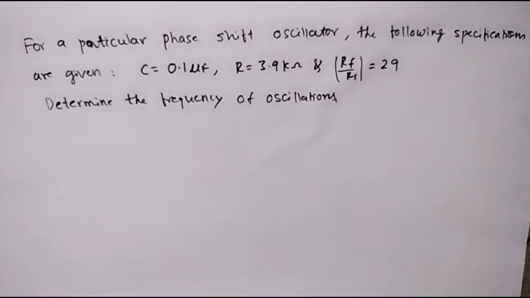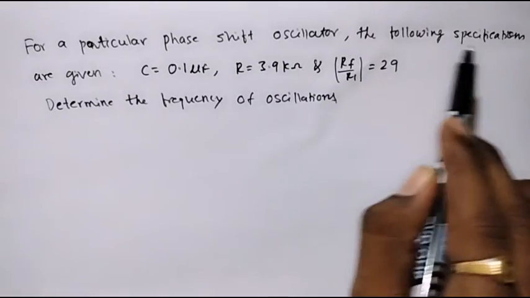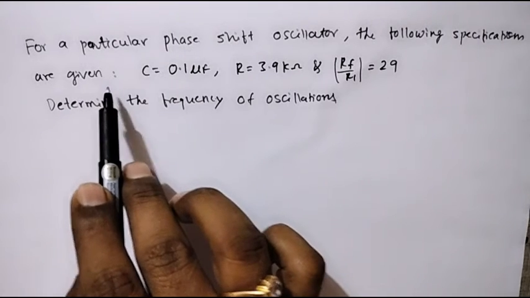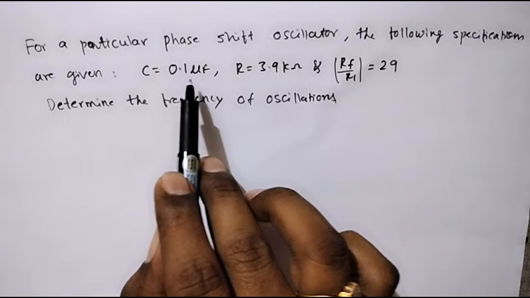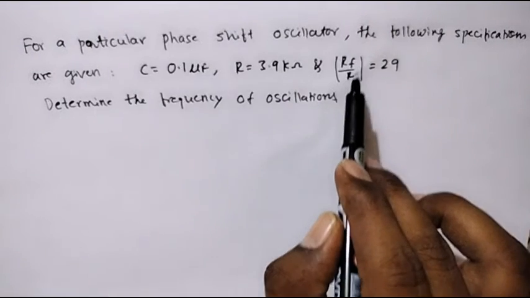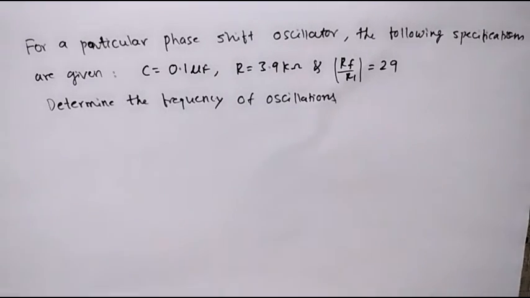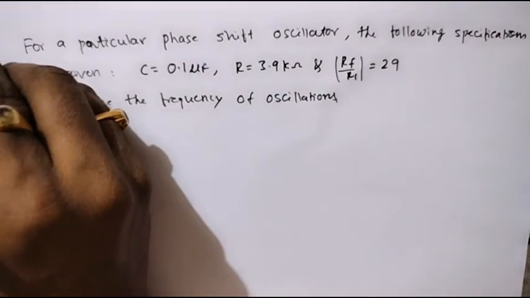Let's take one more example on phase shift oscillator. For a particular phase shift oscillator, the following specifications are given. C is equal to 0.1 microfarad and R is 3.9 kilo ohm, and RF by R1 is equal to 29. Determine the frequency of oscillations. Call it example number 2.